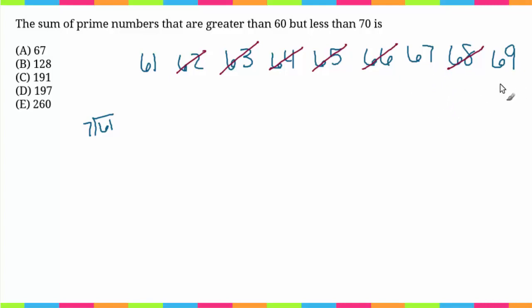Now let's take a look at 69. We've already checked 2, it's not even. To check 3, we add up the digits, and the sum of these two digits is 15, so that is divisible by 3, so we can go ahead and eliminate that.